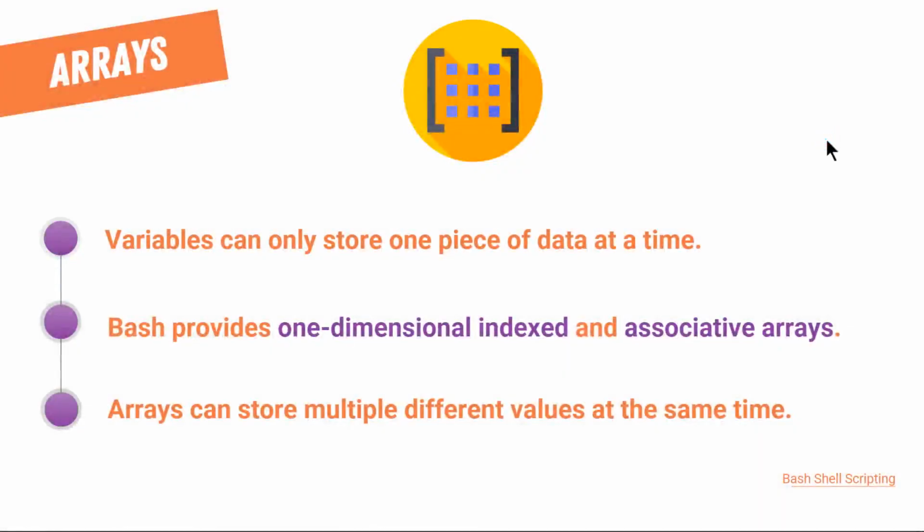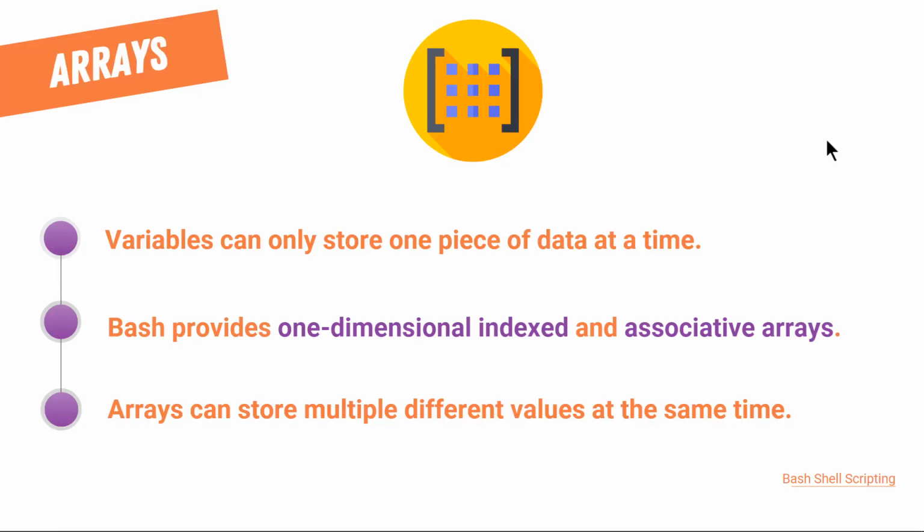Hi guys! We'll start a series of lectures on bash arrays. Up until now, we've worked only with variables. However, a variable can hold a single value and sometimes this is not enough. Fortunately, bash provides one-dimensional, indexed and associative arrays. Arrays are one of the most used and fundamental data structures in any programming language. Think of an array as a variable that stores multiple values within it.